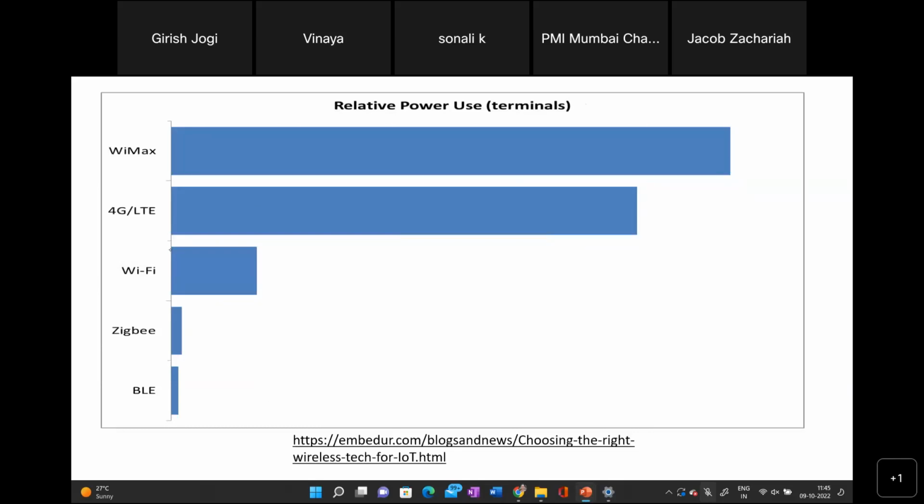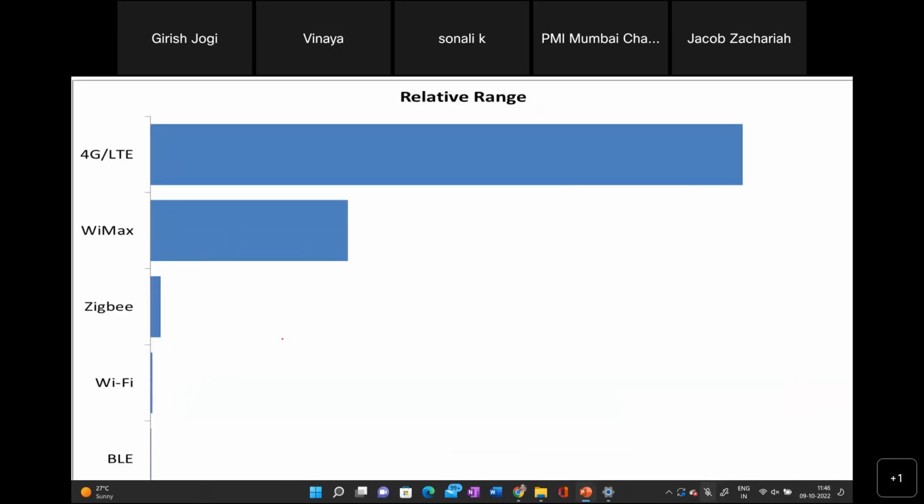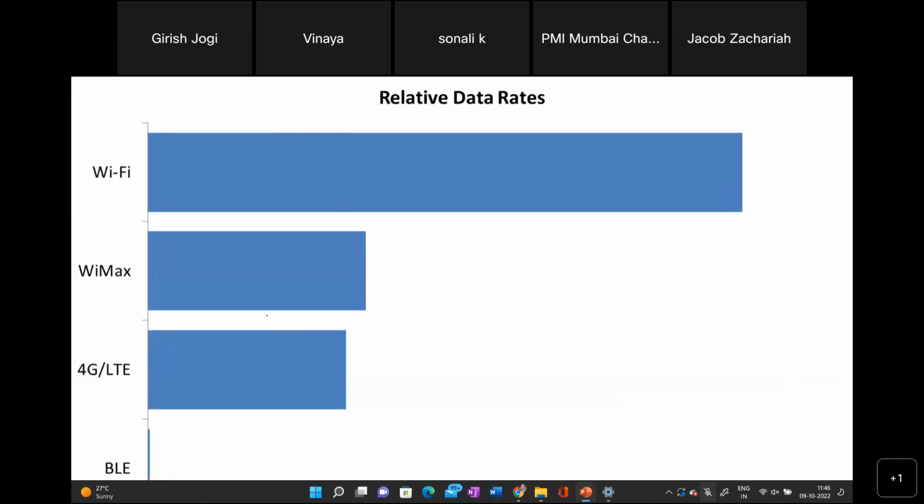So a comparative graph showing the relative power use of these technologies. BLE or Zigbee, Bluetooth low energy definitely takes less power as compared to Wi-Fi or 4G or WiMAX networks. Zigbee is also comparatively similar to BLE. Then relative range, if you consider, BLE has the smallest range as compared to Wi-Fi or Zigbee which have a higher range. And for maximum coverage, you can go to 4G or LTE.